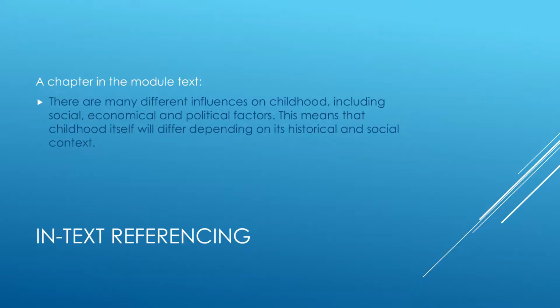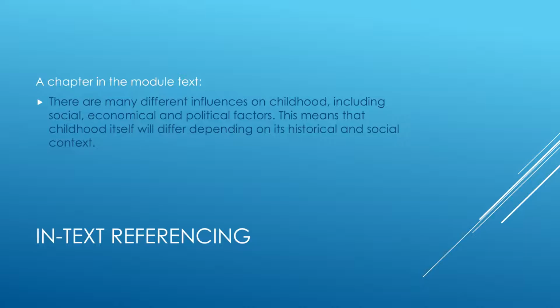Here's a paraphrase of some material that you'll find on page 4 of that chapter. There are many different influences on childhood, including social, economical, and political factors. This means that childhood itself will differ depending on its historical and social context. Now, I've written that in my own words, but the material itself is taken from page 4 of chapter 1, so I need to reference it to show that I've paraphrased from here.